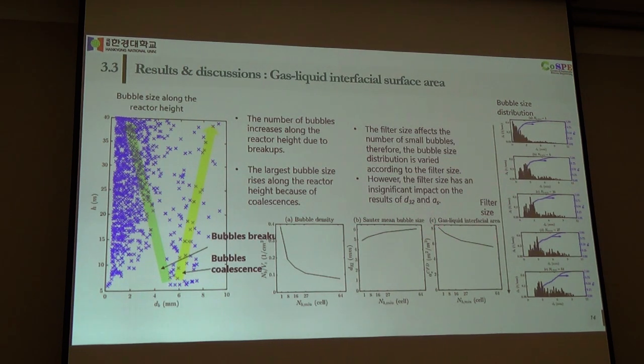gas liquid interfacial area. Even though the bubble density changes much with the different filter size, the Sauter mean diameter and the gas liquid interfacial area are almost not affected, just less than 10%.